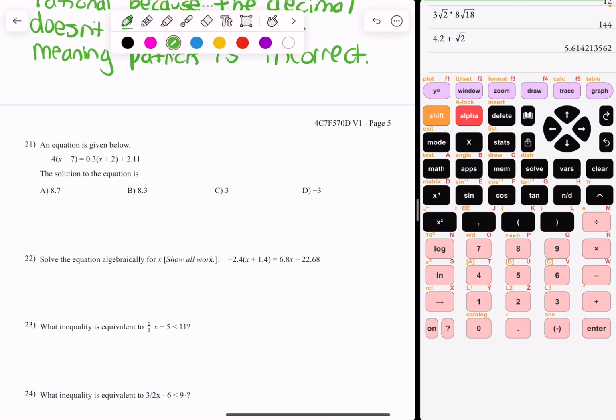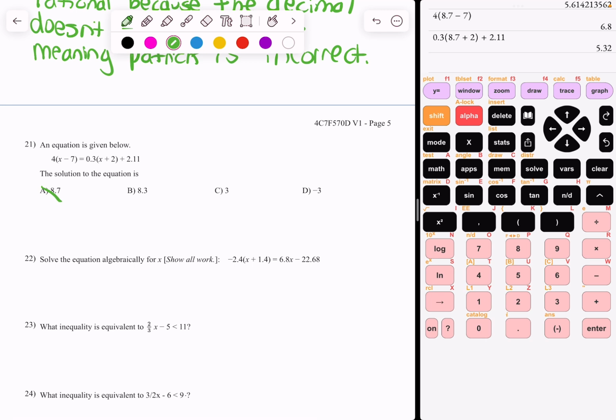Number 21. An equation is this, and these are the solutions. Because this is multiple choice, I could just plug x in for each of these and see which one is true. You can do this straight on our calculator at school, but let's just do it here. For x, I'm going to put answer choice A, which is 8.7 minus 7. And let me try the other side. 0.3. A says that x equals 8.7, so that's what I'm putting in. And both those sides do not equal, so the answer cannot be A.